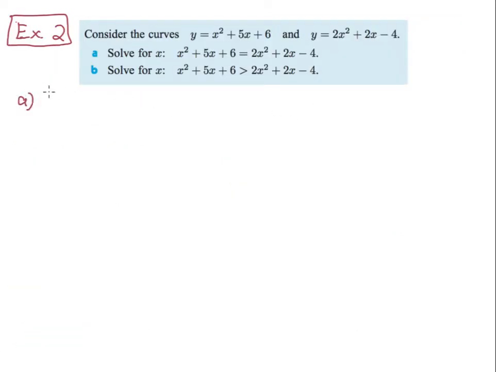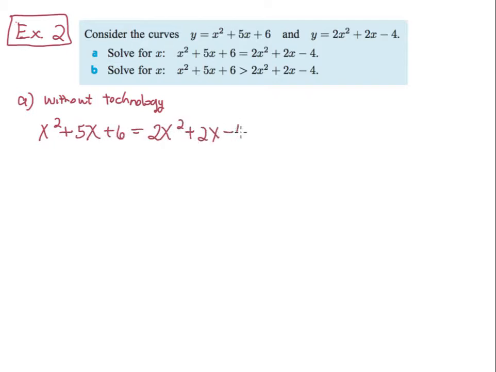Example number 2. This time they're asking us just to solve for x. I'm going to do part A two ways. I'm going to do it without technology, then with technology to see how you can use your calculators. So I want to know when x squared plus 5x plus 6 is equal to 2x squared plus 2x minus 4. And this time all I have to do is figure out the x.